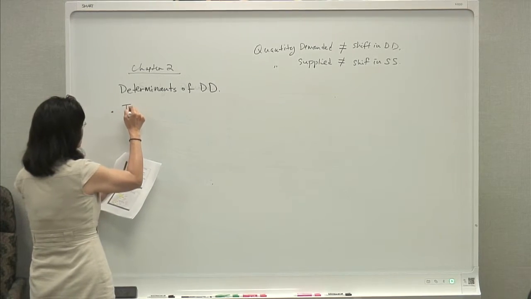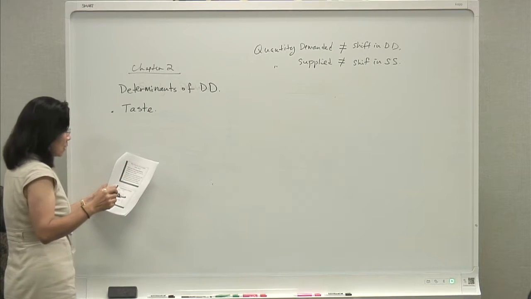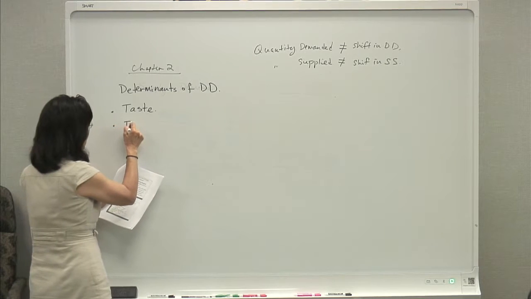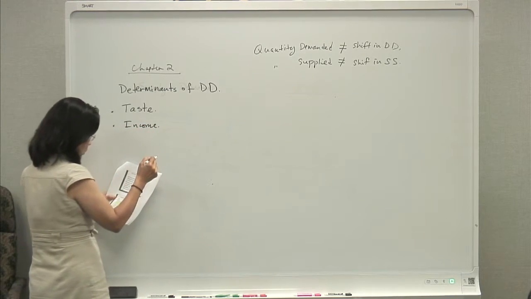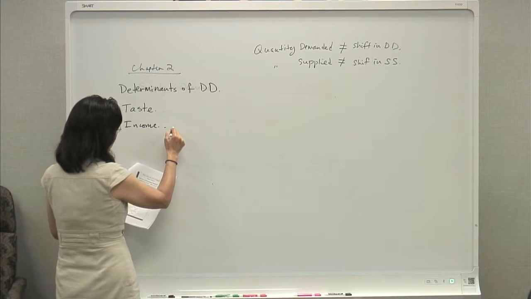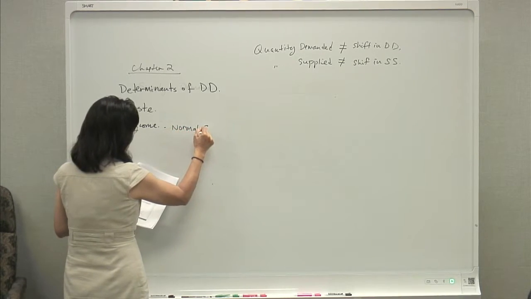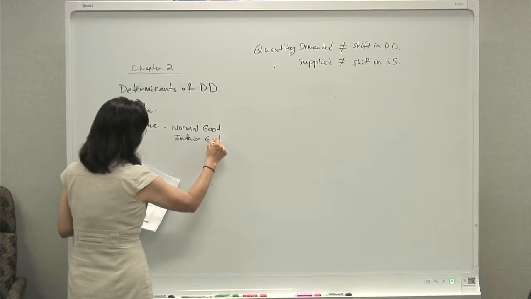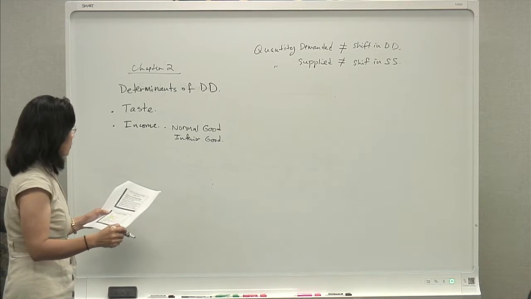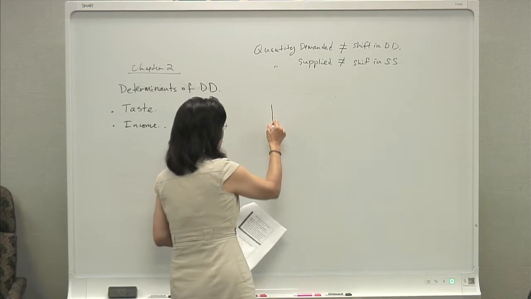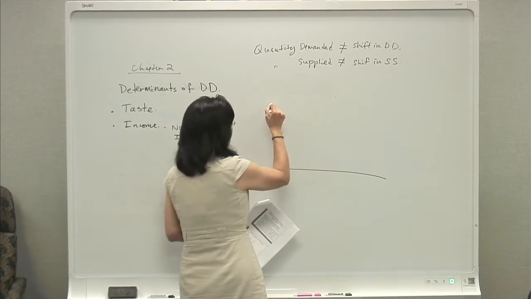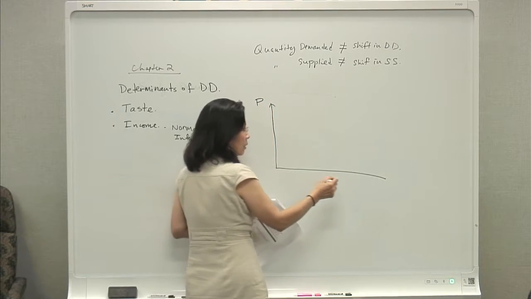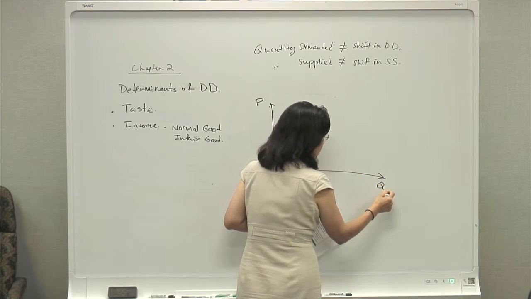For example, taste. Taste could be favorable or unfavorable, and then we want to look at income. When it comes to income, we have two types: what we call a normal good, and what's known as an inferior good. I think we'll get to that, but I'm going to go ahead and do our demand curve here. Once again, when I do the graph, you could do it with me on a piece of paper. This is your price right here, and down here is your quantity.